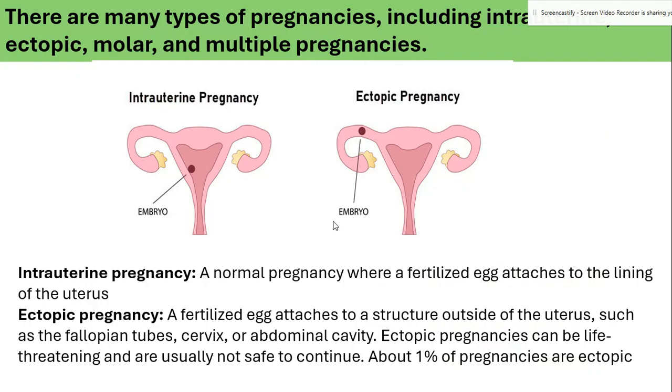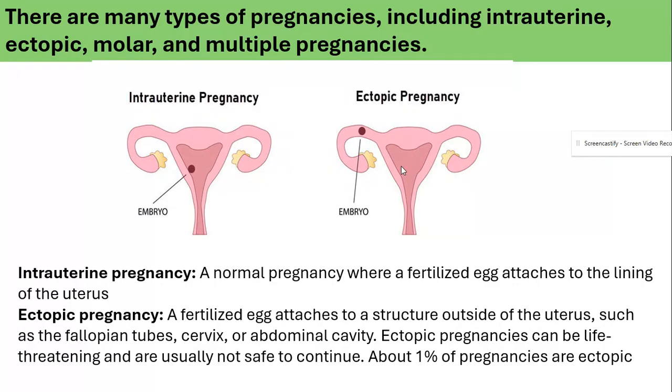There are many types of pregnancy, including intrauterine, ectopic, molar, and multiple pregnancies. What is intrauterine pregnancy? This is where the embryo is, okay? Ectopic pregnancy: this is where the embryo is. It did not line itself in the endometrium, yeah?